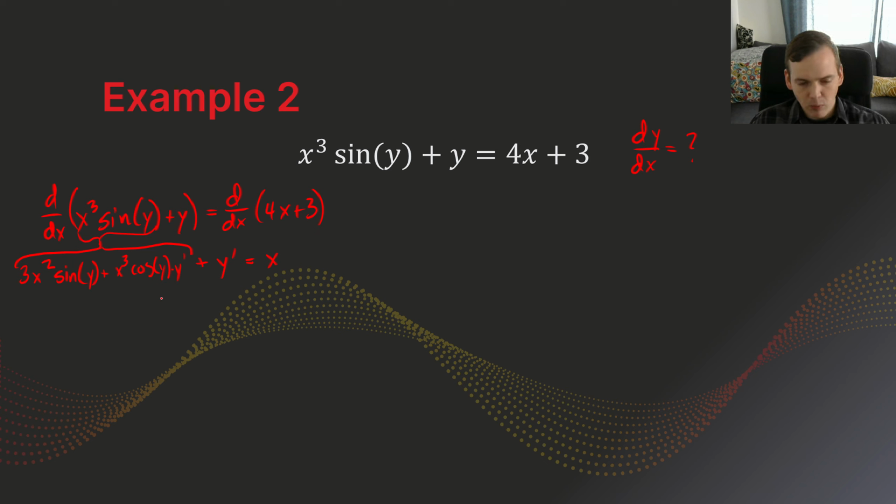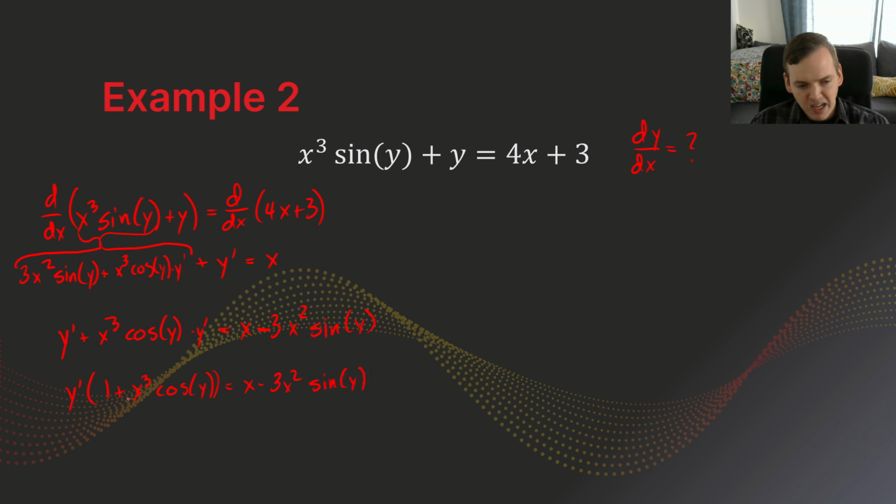So we're going to leave everything with y prime on the left, and move everything without y prime to the other side. So that's y prime plus x cubed cosine y times y prime is equal to x minus 3x squared sine of y. Now I want to factor out y prime on the left side. 1 plus x cubed cosine of y is equal to x minus 3x squared sine of y.